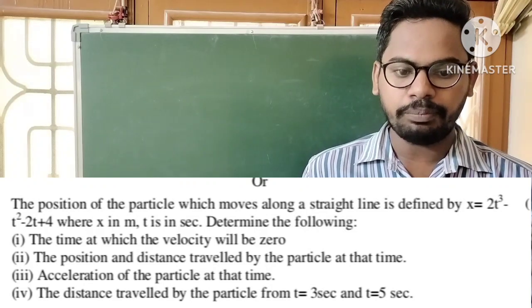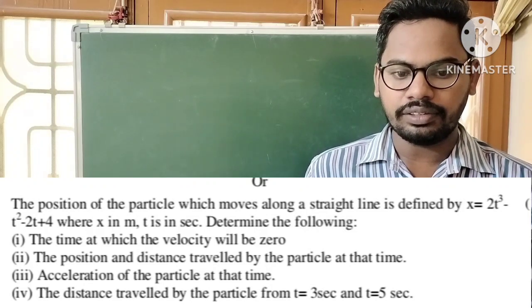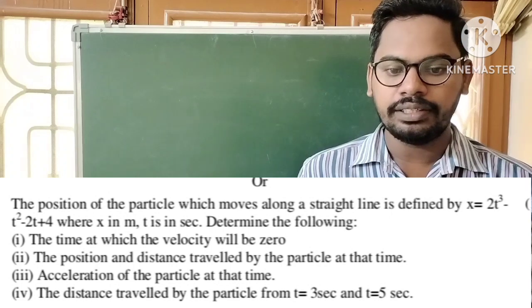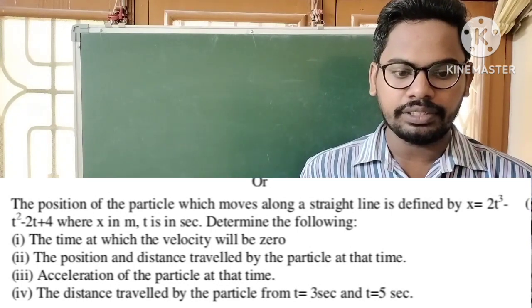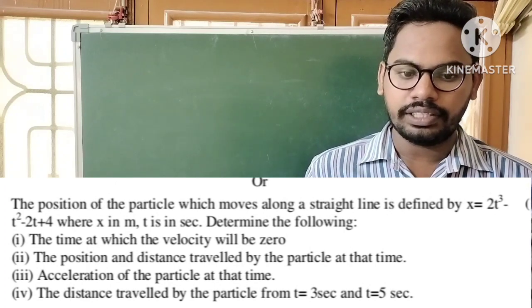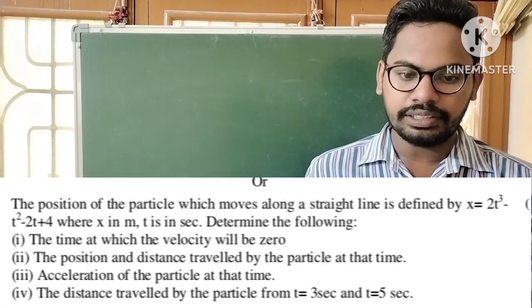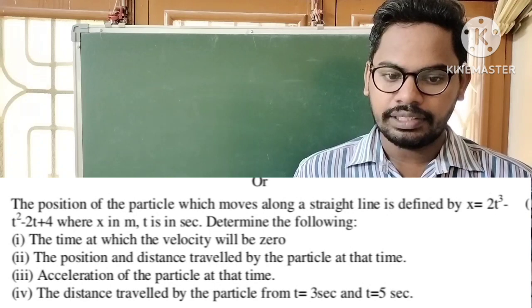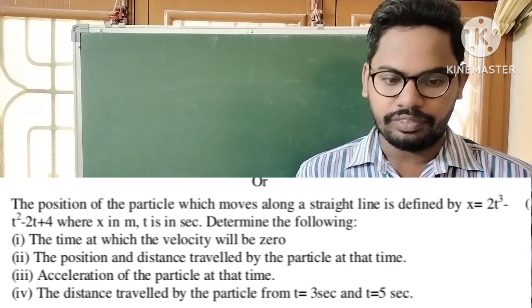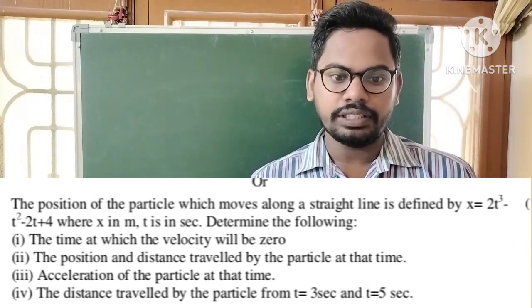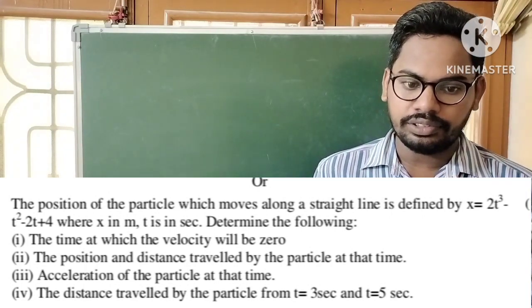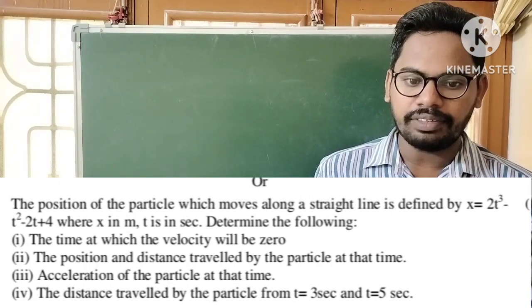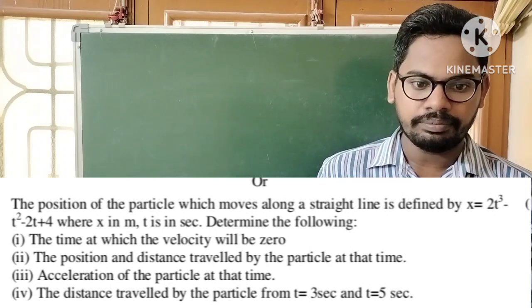The position of the particle which moves along a straight line is defined by x = 2t³ − t² − 2t + 4, where x is in meters and t is in seconds. Determine the following. First question, the time at which the velocity will be 0. And second question, the position and distance travelled by the particle at that time.